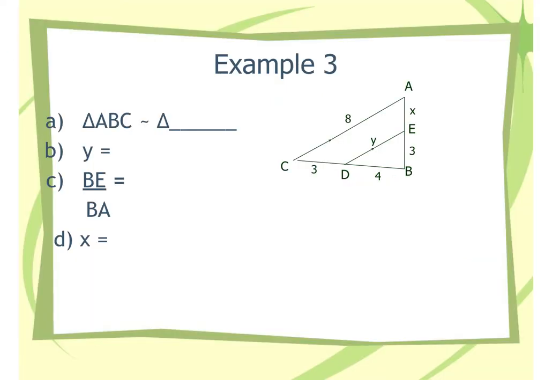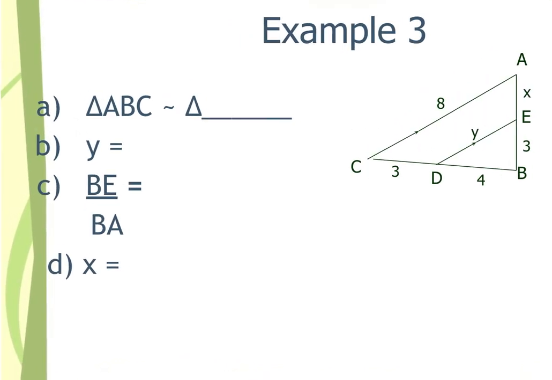Okay. Example 3. All right, we have to write first a similarity statement involving ABC and the other triangle. Remember, the order matters. What triangle is similar to ABC? EBD? EBD.